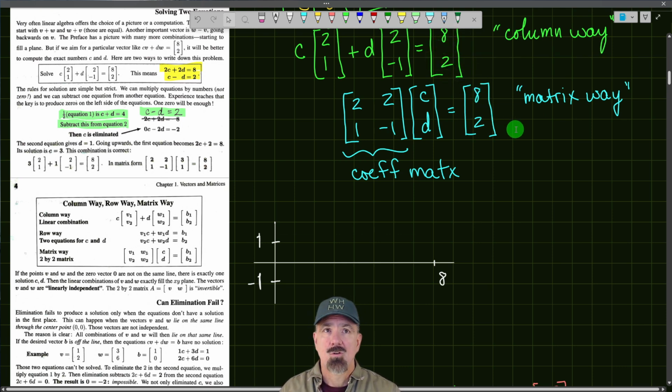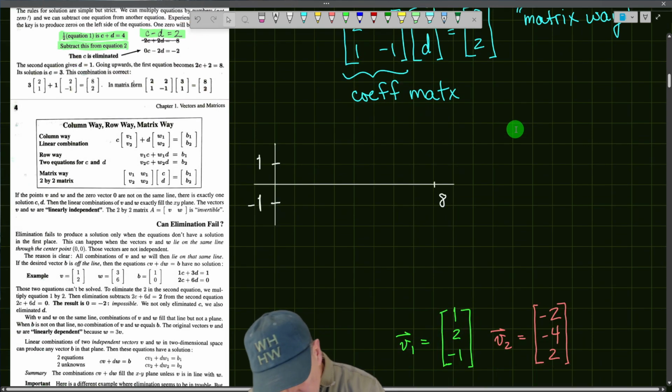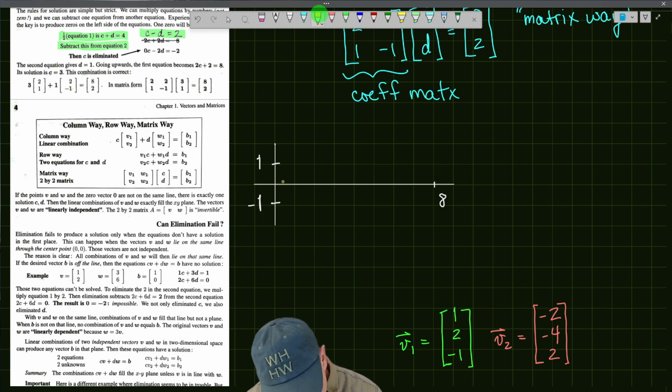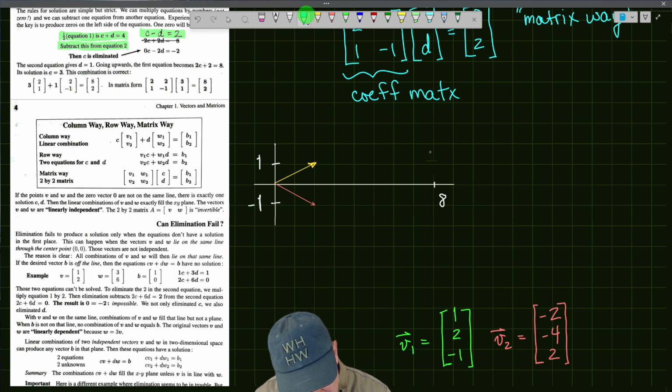Well, graphically, we're going to take a look at that. We'll draw one of the vectors, which is 2, 1, and that vector is right there. And then I have another vector. Let me change colors. I have this vector here, which is 2, negative 1. And then the vector that I'm trying to draw is all the way out here. This is 8, 2, right there.